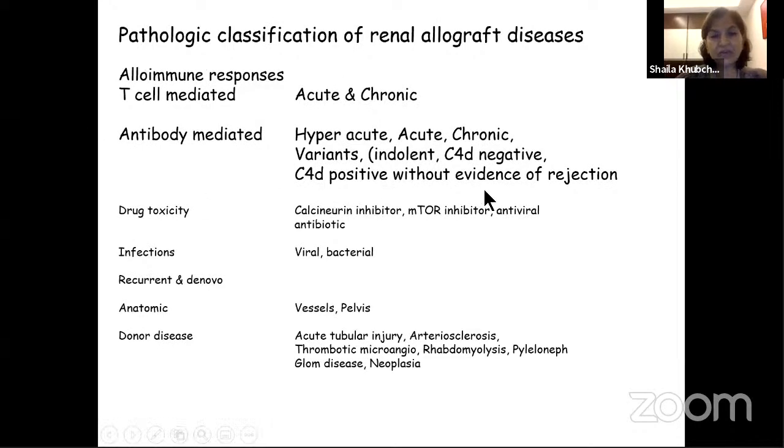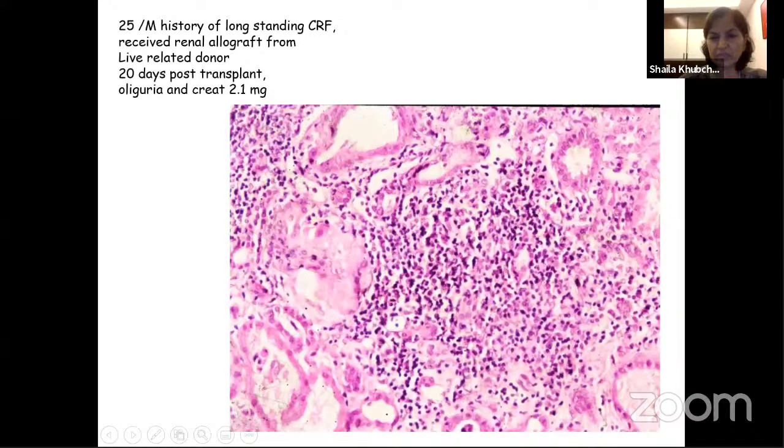Today, I'm basically going to focus on just the allo responses of the rejection, which we now classify as occurring secondary to T-cell mediated rejection and the antibody mediated rejection. So I'm going to get on with the pictures. And most often what happens is that these patients come within the first 6 months of their transplant. And it's very rare that you have this kind of histology appearance occurring in patients who have come far later.